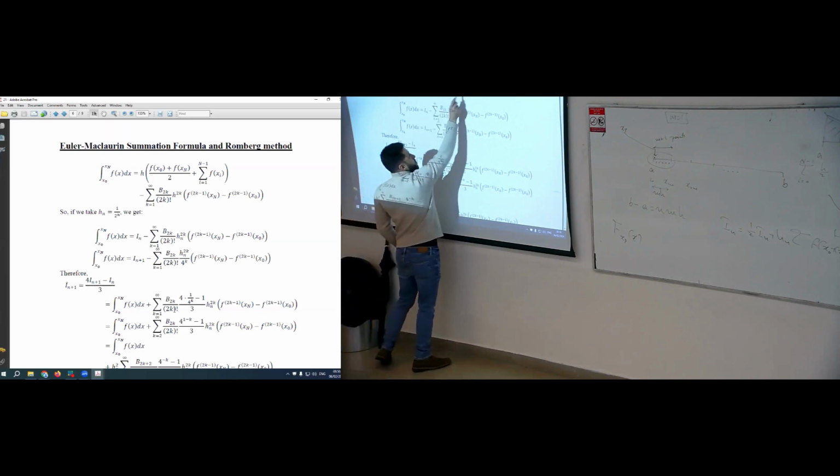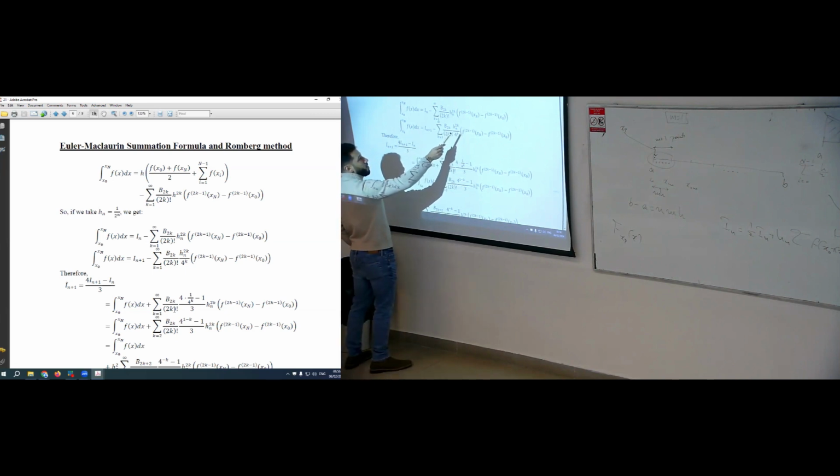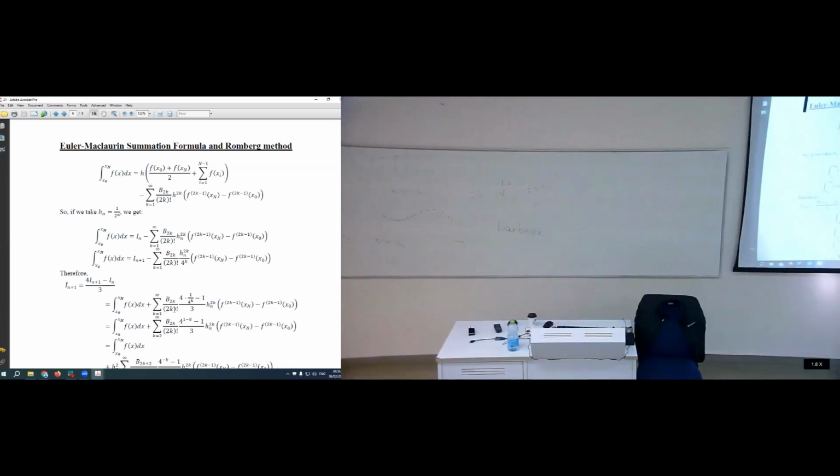And because they don't depend on h, now I can say that, of course, here I have h_{n+1} to the power of 2k, but h_{n+1} is h_n over 2. So it is h_n to the 2k divided by 4 to the k. And here you can see that I can cancel the h squared term using 4 of this minus 1 of this.